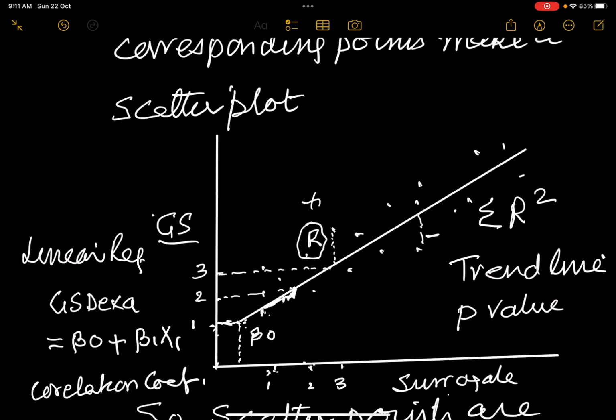You draw a line which will be nearest to all the scatter points. This line is called the trend line. It's also called the least square line.